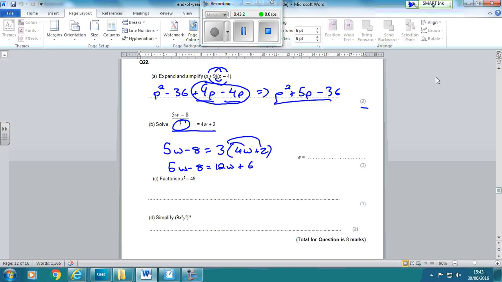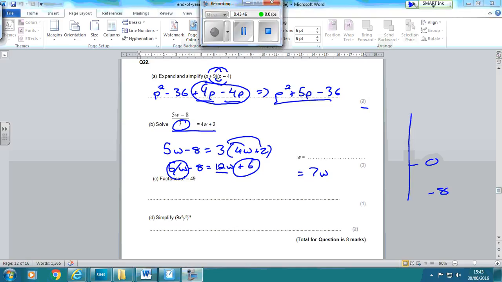And we've got more w's on the right, so we're going to collect them on this side. So we've got to get rid of this 5w. We've got to get rid of this plus 6. So we're going to take away 5w, and we're going to take away 6. If we do that, take away 5w's from here, take away 5w's from here, we're going to get 7w. And minus 8, think about 0, minus 8, and then we're going to take away 6. And if we're at minus 8 and we take away 6, we're going to go down to minus 14. So 7w is minus 14, so 1w, if we divide by 7, it's going to be minus 2. So we've got w equals minus 2.